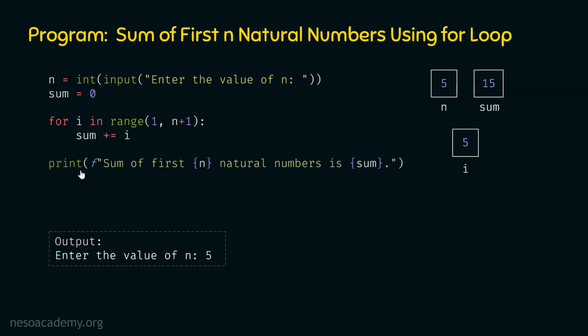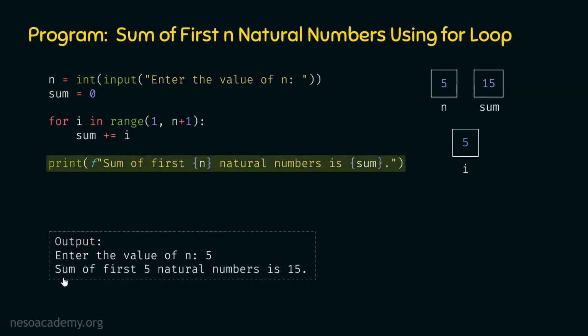We need to print the sum. Here we are using the f-string, and f-string allows us to embed variables within the statement. Here is the statement: sum of first n natural numbers is sum. Eventually at runtime, n is replaced by 5 and sum is replaced by 15. Therefore, after executing this line of code, we will get this output: sum of first 5 natural numbers is 15. So this is the final output we will receive. I hope this concept is completely clear.